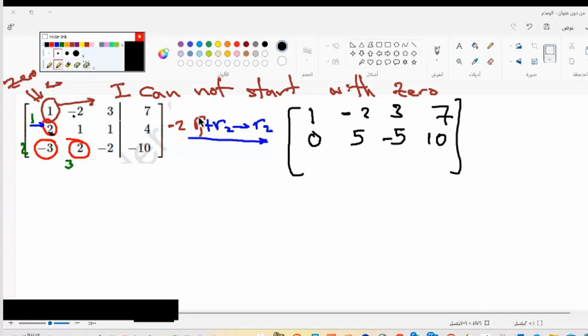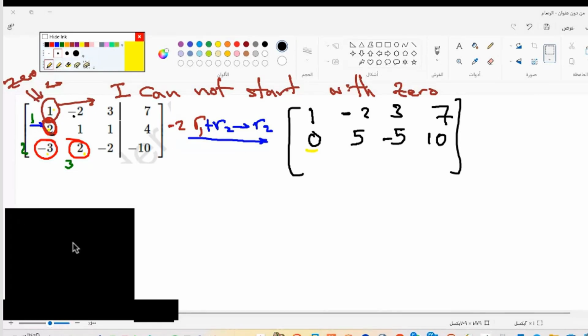Why do we choose minus 2? Okay, good question. See here, I have 2 and I want to make it 0. How can I make 0? I will go here, 1 with minus 2, it is minus 2. Minus 2 with 2, it is 0. I want this and this and this to be 0. Got the idea? Irfan, got the idea?